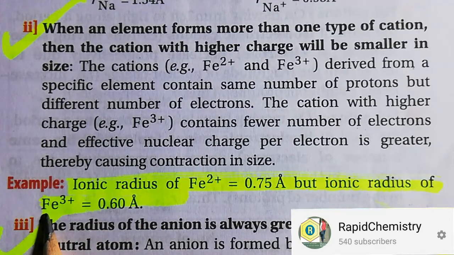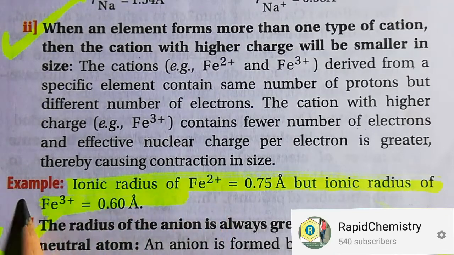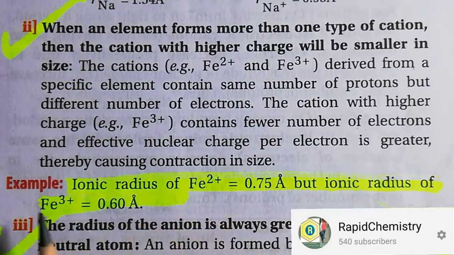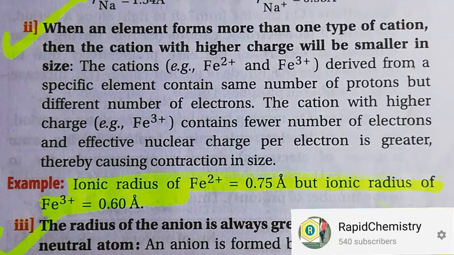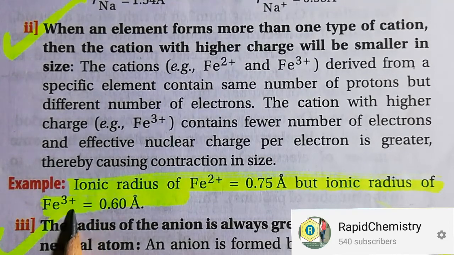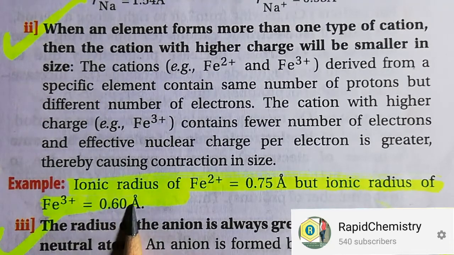Okay, so if we compare Fe2+ and Fe3+, Fe3+ has a smaller number of electrons, and that means a greater number of protons relative to electrons. That means for Fe3+, the nucleus exerts more attraction onto the outermost electrons, and that's why the size is less.